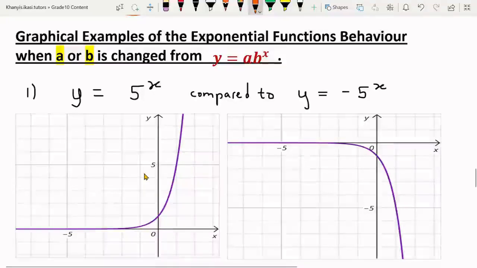That is the video, but I wanted us to look at some differences, graphical examples of the exponential function's behavior when we change a and b, right? So the first one, when we're comparing, it's y equals 5 to the power of x compared to y equals negative 5 to the power of x. Now, if you look at this, on the left, this graph here is that one, and this graph is that one.